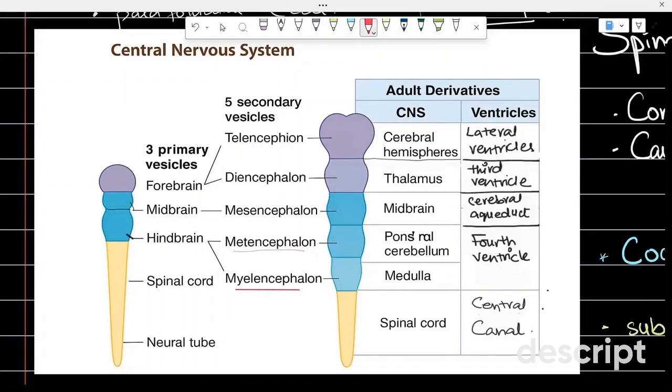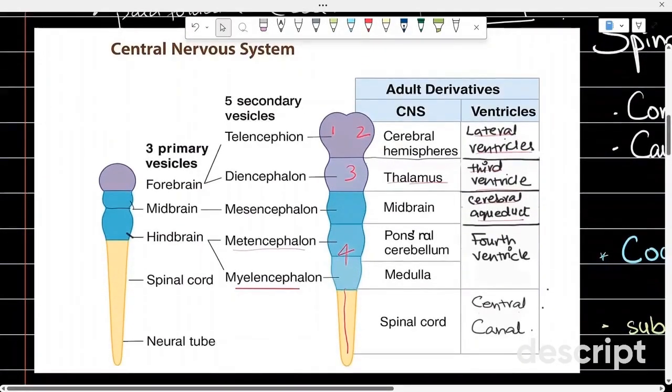The cerebral hemisphere from telencephalon will have the lateral ventricles. Thalamus will have the third ventricle. So the cerebral hemisphere will have the first and second, and the third one will be with the thalamus. Midbrain will just have a cerebral aqueduct. Pons, cerebellum and medulla will have the fourth ventricle, and then the spinal cord will be continued with a central canal.